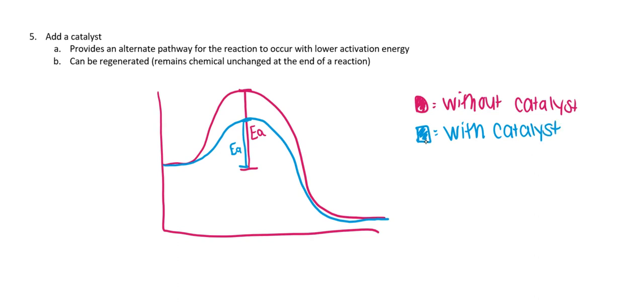The other important thing to note about a catalyst is that it can be regenerated. So the catalyst doesn't actually participate in the chemical reaction. It doesn't change the products. It remains chemically unchanged at the end of the reaction. So that means if you put in 2 grams of a catalyst, you can get 2 grams back out at the end. It can be regenerated.